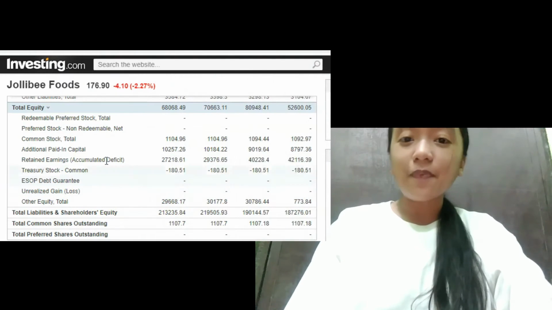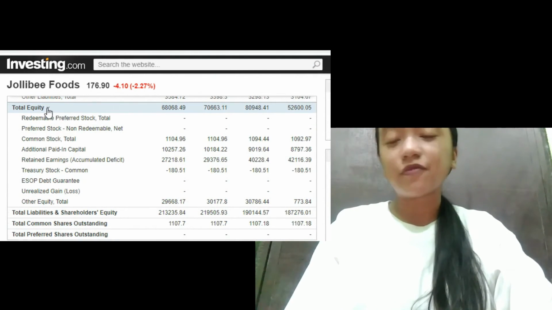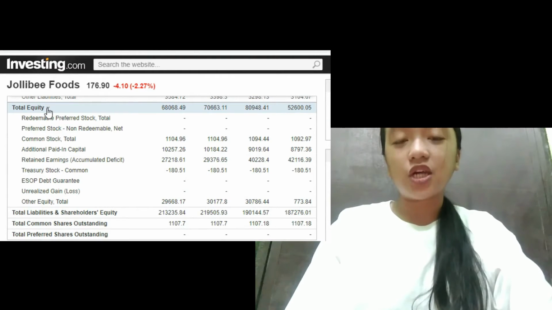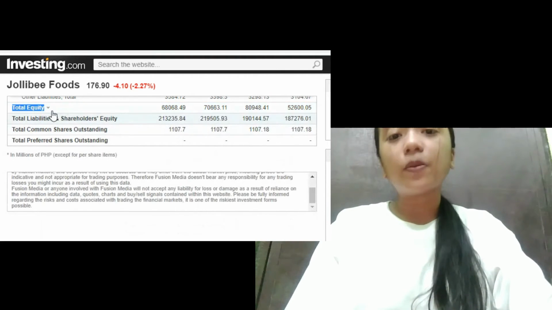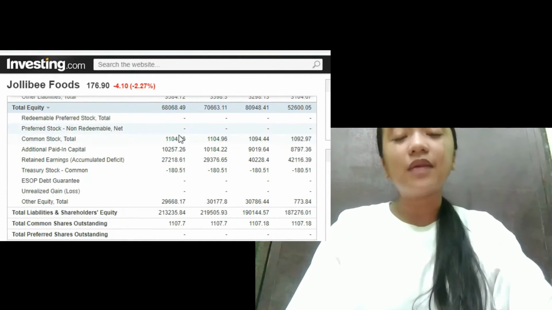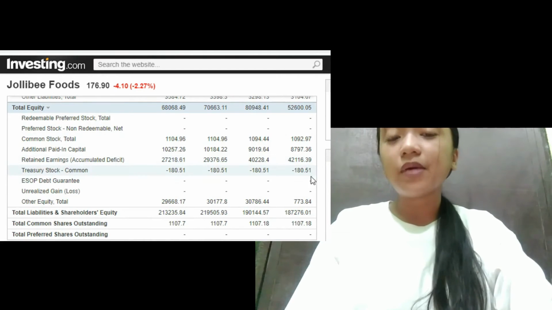So here is an example of the statement of changes in equity of the company JFC or Jollibee Foods Corporation. If one wants to know how to get the ending equity, the formula is the beginning equity plus the net income minus the dividends plus or minus the other changes. In this, we can get the ending equity.